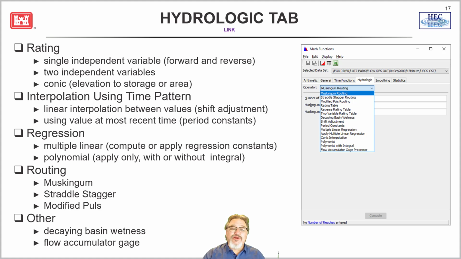Anyway, rating, interpolation using time pattern, regression, routing, and other are the things that we get out of the hydrologic tab. And so combined with the time functions tab, that's quite a tool set, even in just those two tabs alone. And so that wraps up this session, and we'll come back for the last session next and talk about the smoothing and statistics tabs.